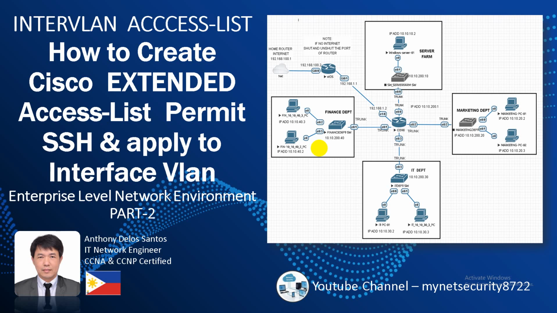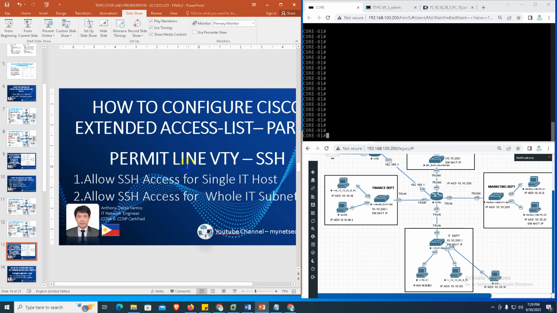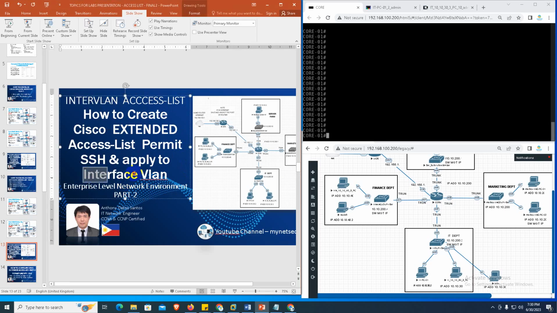Good morning to everyone. In today's video, I will discuss inter-VLAN access lists, and specifically we will create an extended access list permitting SSH to access the core switch, and it will be applied to the VTY lines, not on the interface VLAN. This is wrong. It should be on the VTY port. Okay, so correct.